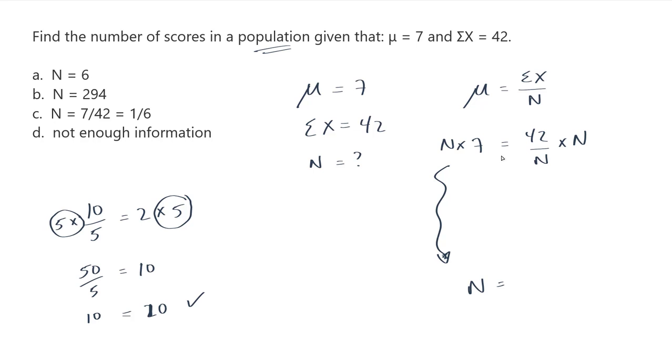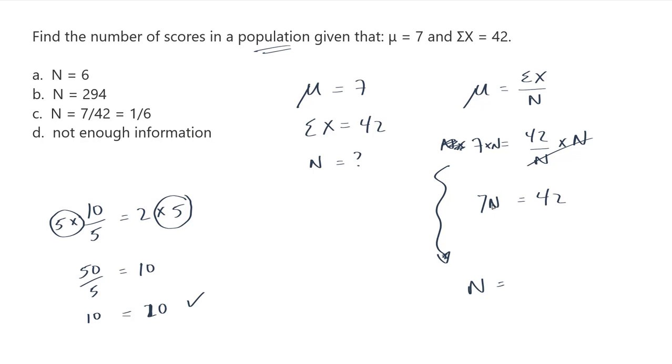So let's make this a little bit easier to read. I'll do 7 times n, and so I'm going to have 7n. It really doesn't matter how I write it. I could write n times 7, 7 times n. It doesn't really make any difference. These two will cancel each other out, and I've got 42. So 7 times n is 42.